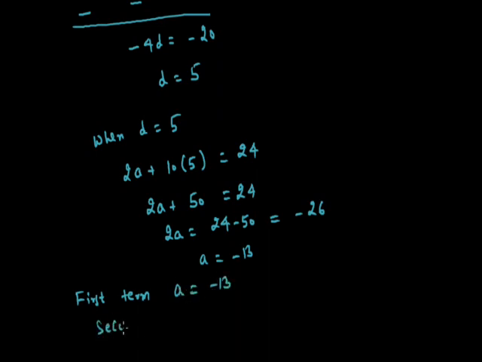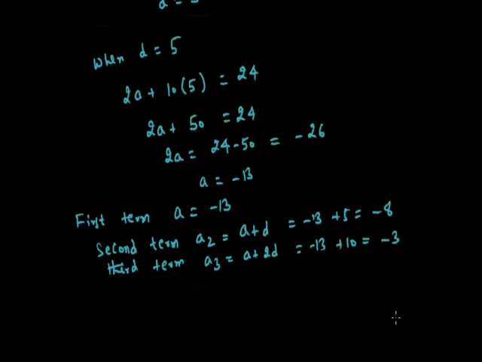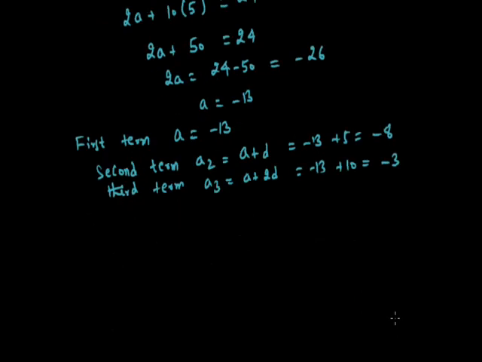Second term, A2 is equal to a plus d. So we can write minus 13 plus 5 is equal to minus 8. Third term, A3 is equal to a plus 2d. So minus 13 plus 2 multiplied by 5, that is 10, so minus 3. So the first three terms of the AP are minus 13, minus 8 and minus 3.